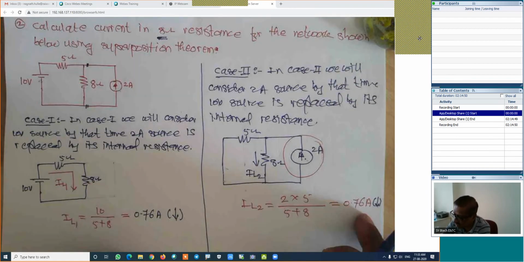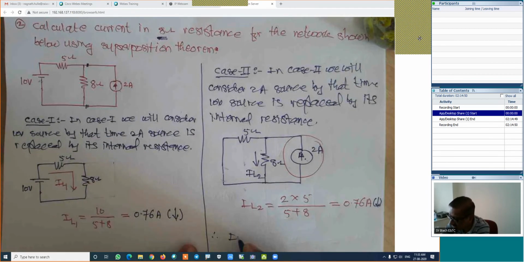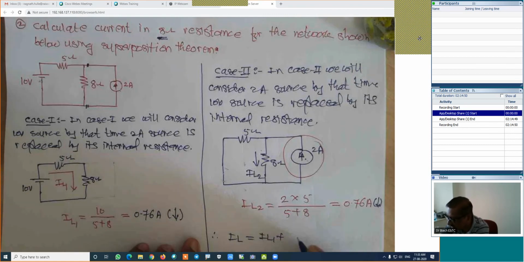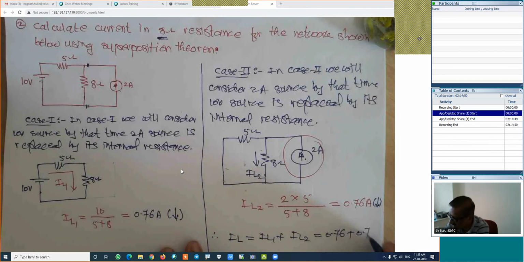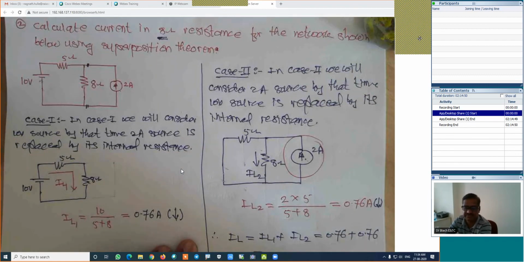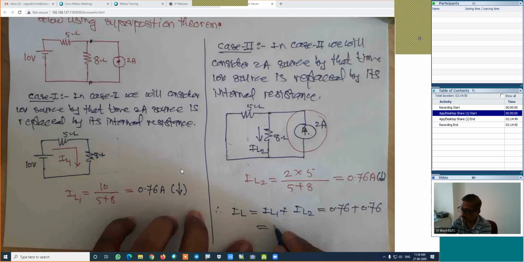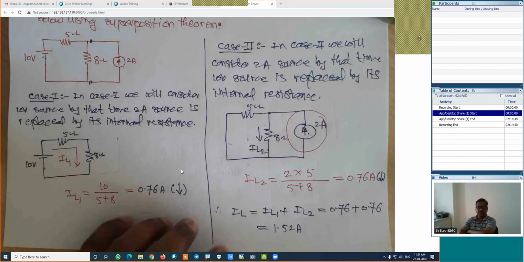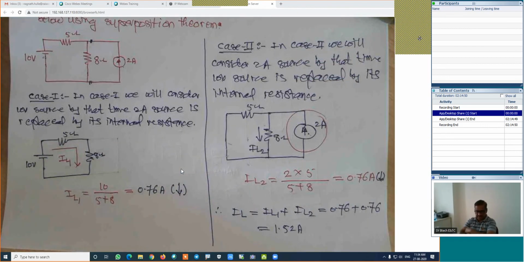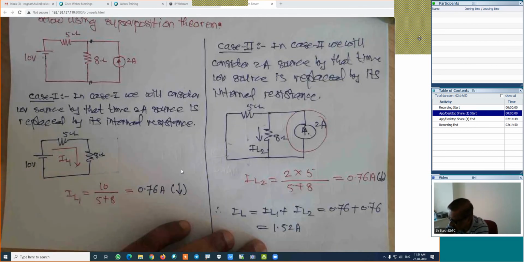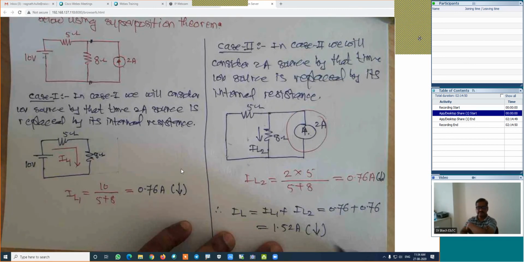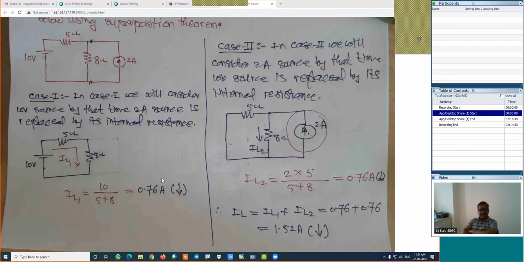Downward. Therefore, total current IL is equal to IL1 plus IL2, which is equal to 0.76 amperes plus 0.76 amperes, which is equal to how much is the final value? 1.52 amperes is the current flowing through the load resistor. And how is the final direction? It is downward. Is it right? Now this is the way to calculate its current.